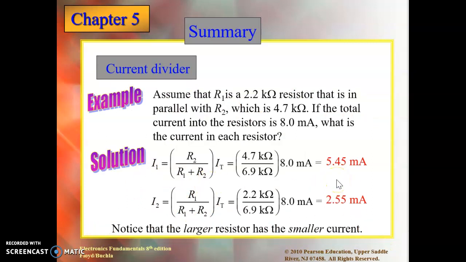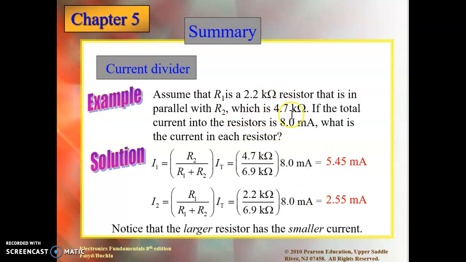So right here they are giving us an example. R1 is a 2.2 kilo ohm resistor, and R2 is a 4.7 kilo ohm resistor. The total current is 8 milliamps. What is the current in each resistor? Before we do this mathematically, and we have the answers right here, I want to point out the ratio of the resistor values. R2 is about double R1, so we expect that most of the current, at least twice the value, is going to come through R1 because R2 has a higher resistor value.